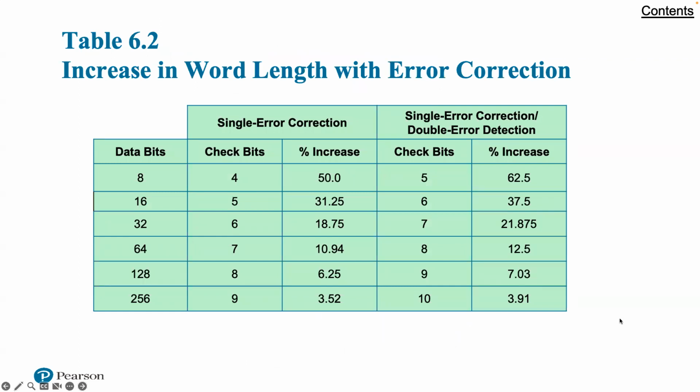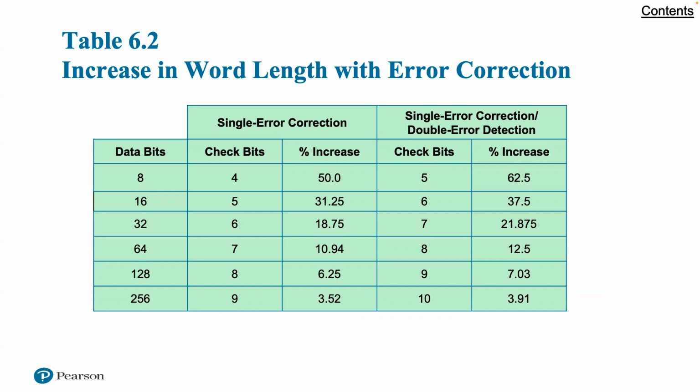So here we're showing the increase in word length with error correcting. The first 3 columns of table 6.2 on this slide list the number of check bits required for various data word lengths. For convenience, we would like to generate a 4-bit syndrome for an 8-bit data word with the following characteristics. If the syndrome contains all zeros, no error has been detected. If the syndrome contains 1 and only 1 bit set to 1, then an error has occurred in one of the 4 check bits, no correction is needed.